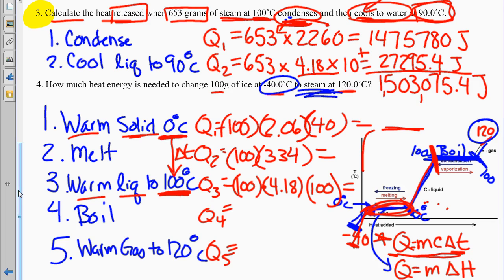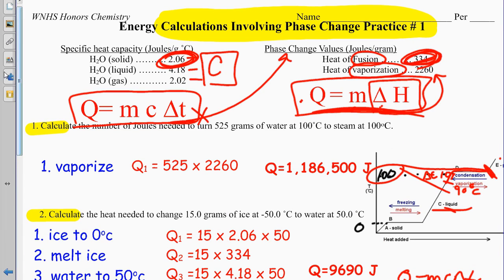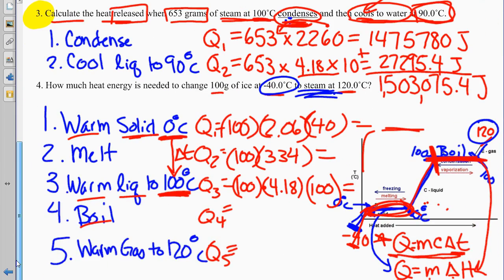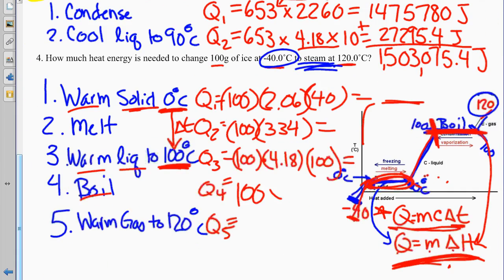Awesome. Now, I'd like to boil. Go in here, this phase right here. Again, if we are flatlining, that means we're doing Q is equal to m delta H. If you are boiling or condensing, we're using the 2260 for our vaporization delta H. So I'm going to go 100 times 2260. Getting myself there, and you'll get another number.